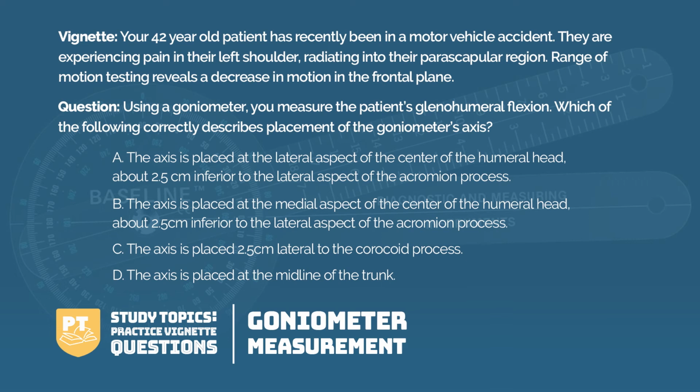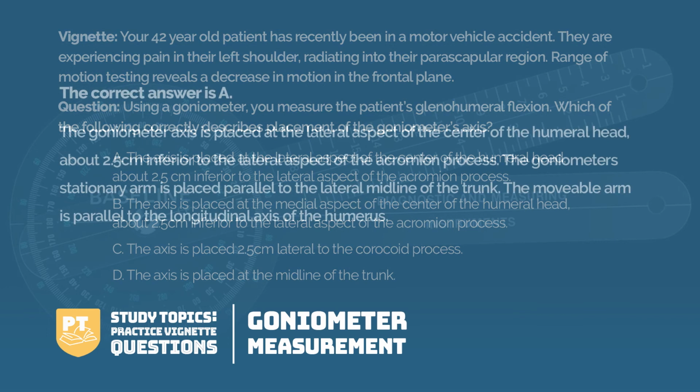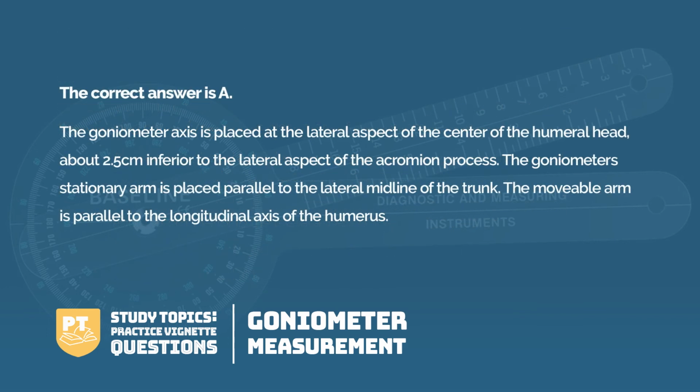Okay, let's review this answer. So knowing this means that you're well aware of your goniometer placement. And remember, when you're looking at goniometer placement, you want to think about where the axis should be, where the stationary arm should be, and where the movable arm should be. And you can also think about where you should be as well. But in this question in particular, we're asking about the goniometer axis.